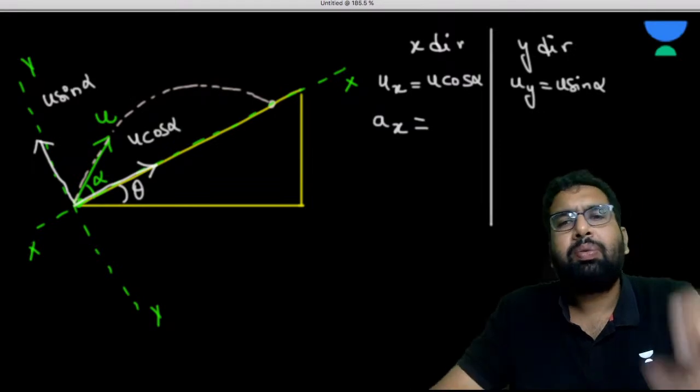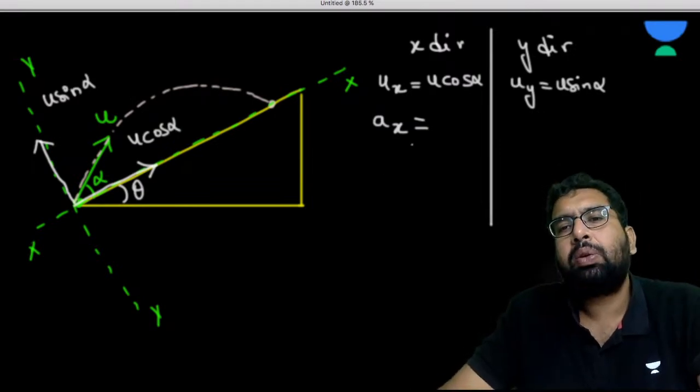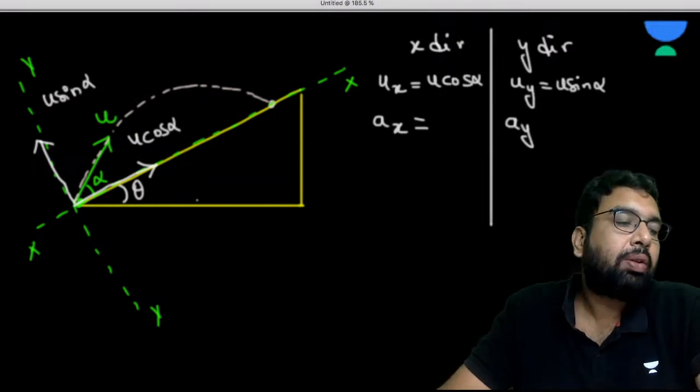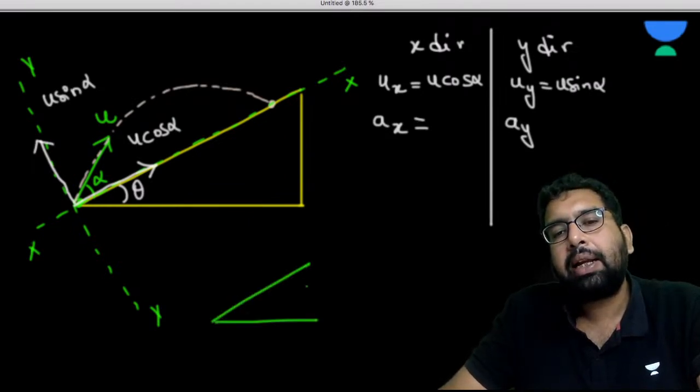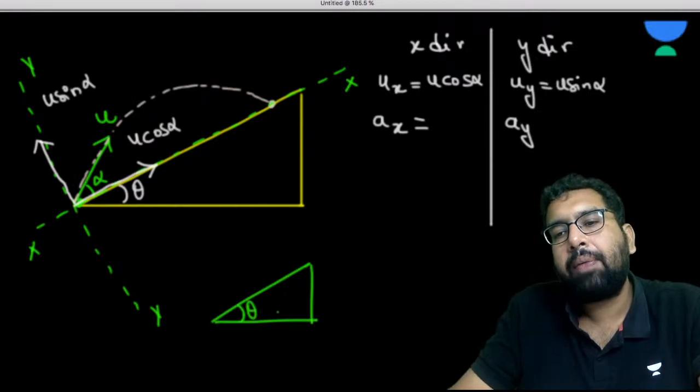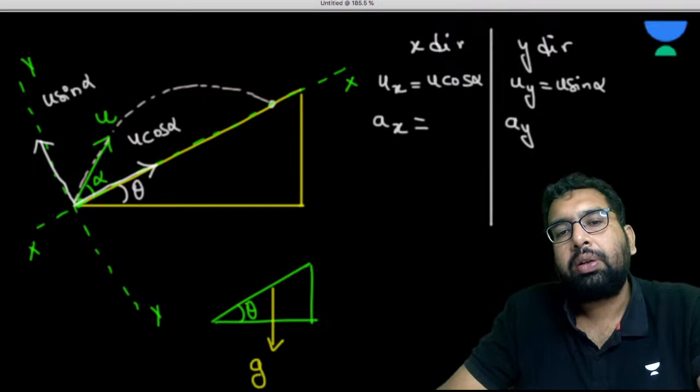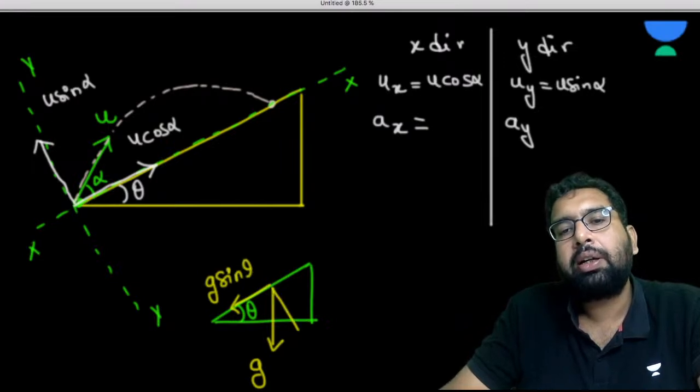So we have named it as x axis. Remember one thing here: ax and ay are not the same as we have seen in ground to ground projectile motion. So what is it going to be? Please understand this. This is your inclination theta, and this is g. So this is going to be g sin theta and this is going to be g cos theta.